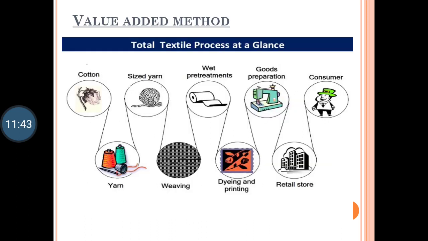Now, one more example of the value added method to make you more clear about this. Suppose we are talking about a shirt. In a retail store we get a shirt. Now the shirt is made from cotton. So first we will take into consideration the price of cotton. Then thread is made from cotton. So whatever processing charges are used to make thread from cotton, that we take into consideration.